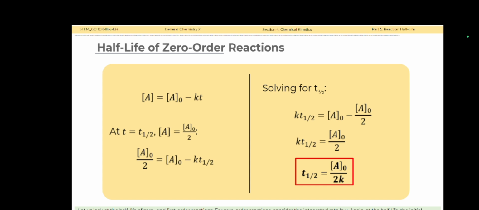Let us look at the half-life of zero-order and second-order reactions. For zero-order reactions, consider the integrated rate law. Again, at the half-life, the concentration is half the initial concentration. Simplifying the equation, we get t 1/2 equals initial concentration of A over 2k.